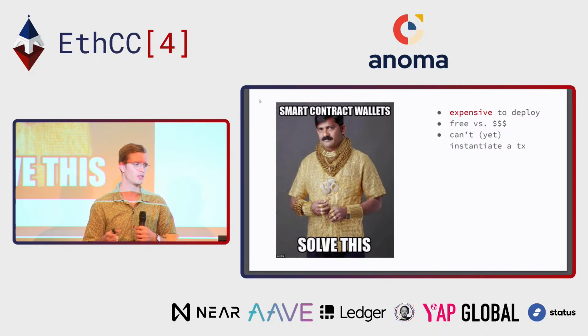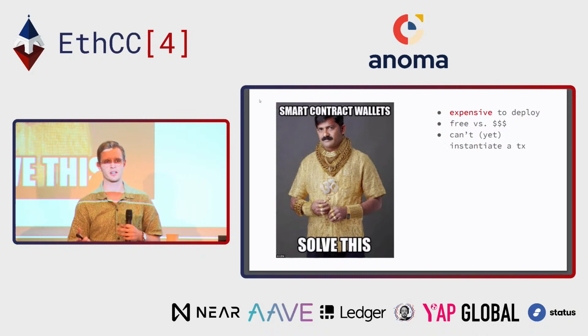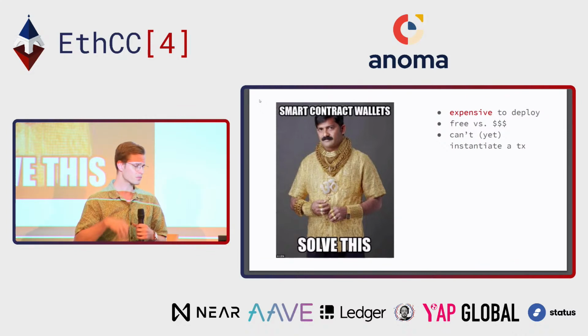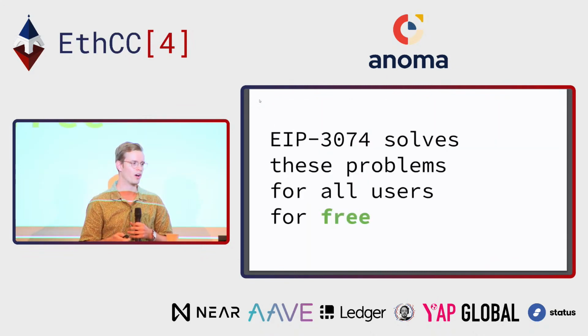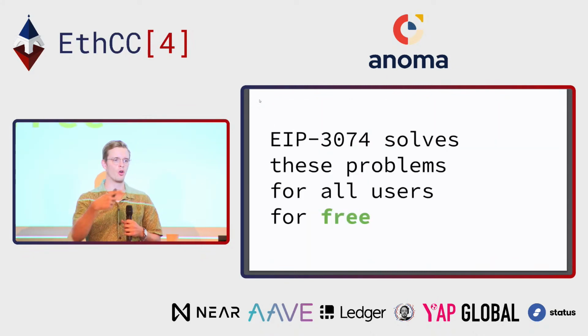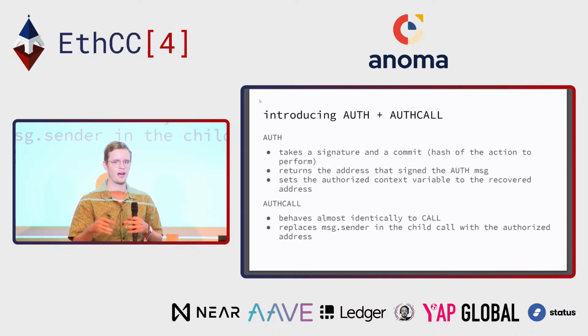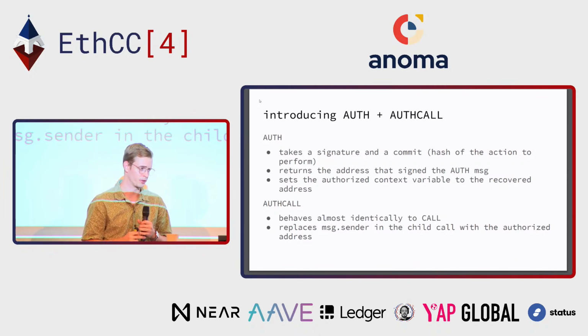And there is another small issue that smart contract wallets can't instantiate transactions. So if you have a Gnosis Safe, you still need an EOA to actually send the transaction on chain, or you need to find a relayer to relay your transaction. And I think there's going to be ways to get around this. But at the end of the day, what we want is to solve all of these problems for all users. And these last 2 points are really important. We want to do it for all users, and we want it to be free. So now I can talk about how 3074 actually works, and we'll see how we do it for all users for free.